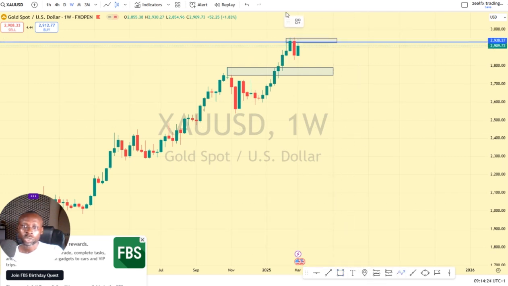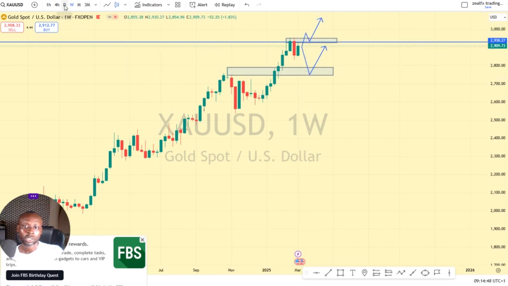We take these two scenarios. We expect price to go above this level and do a retest, and we look out for buying opportunity. Or we expect price to test this zone before we look out for the buying opportunity, because the gold trend still remains in an uptrend. So we'll be looking for a possible buy from this zone or a break of this high. We'll look for buying opportunity for gold USD.